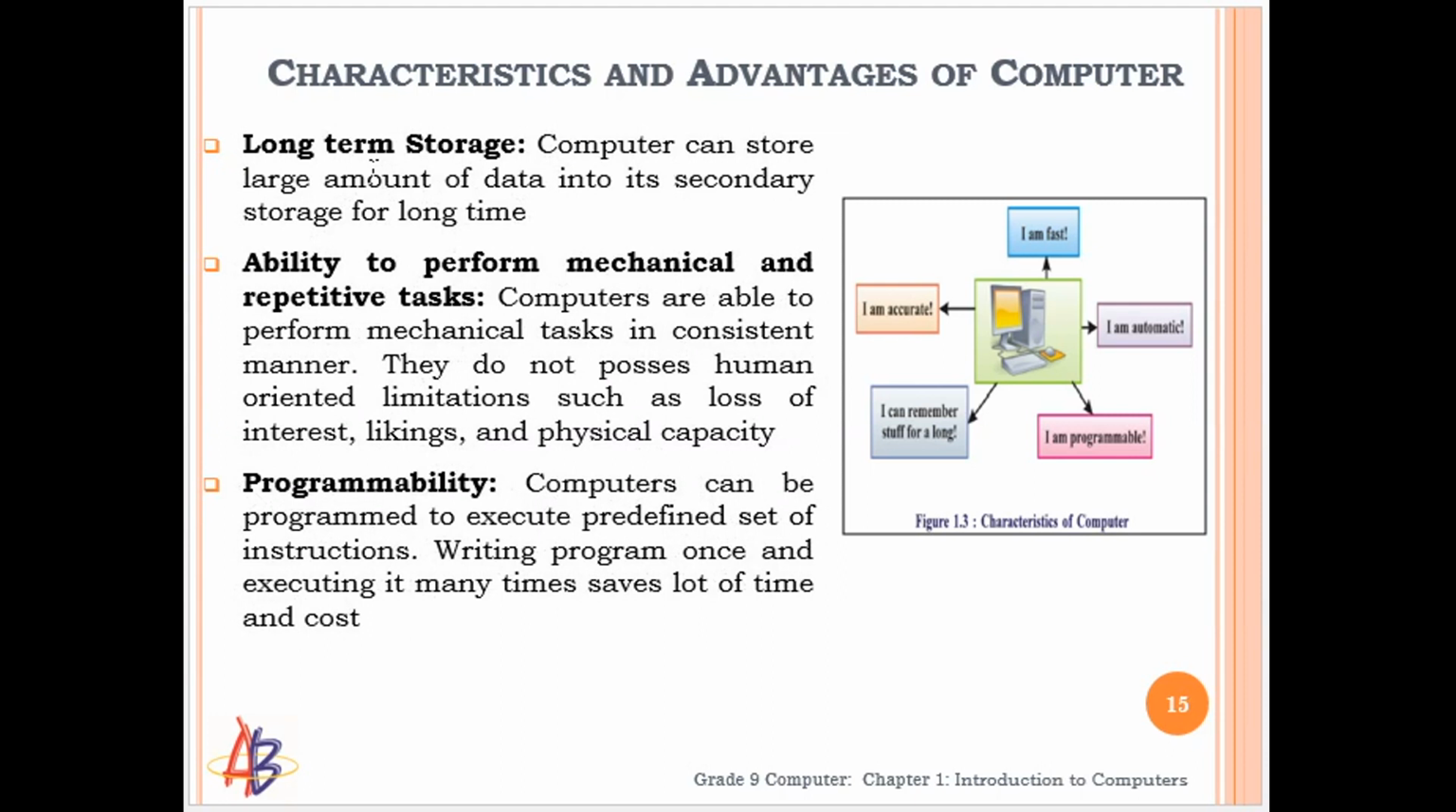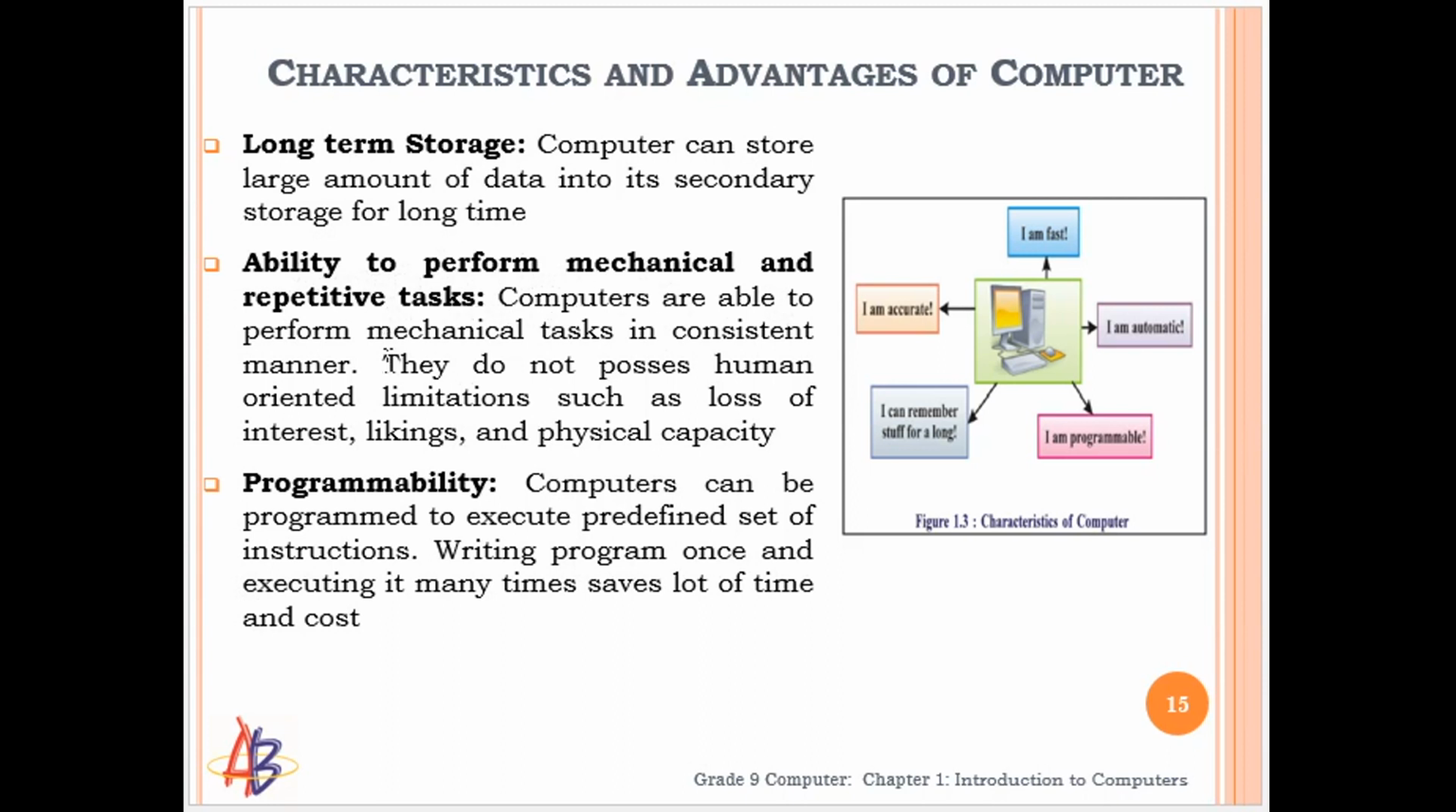Now, third thing is the long term storage. The computers can store the large amount of data into the secondary storage. As we know, we will deeply study about the secondary storage in chapter number 4. For this chapter, just remember that whatever data we store, it can be stored for a long time in secondary storage.